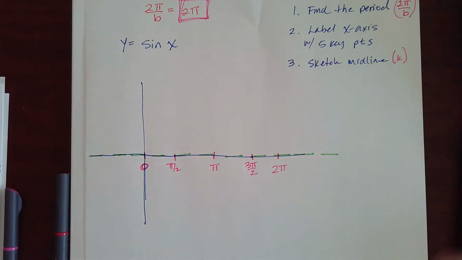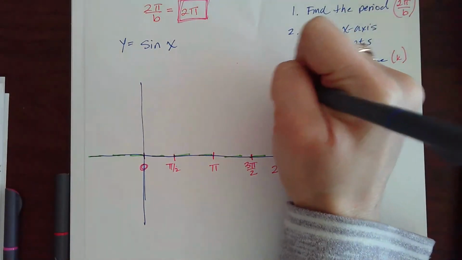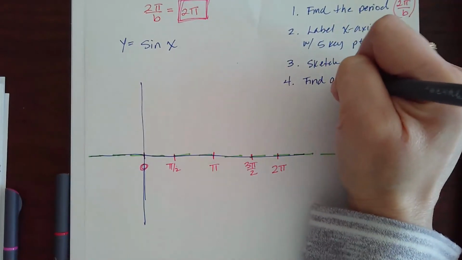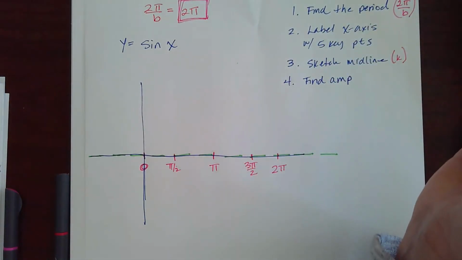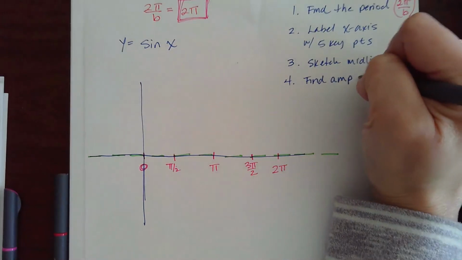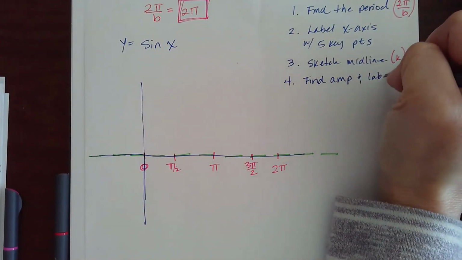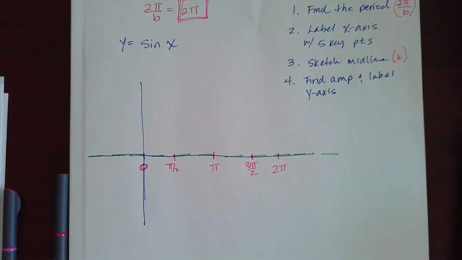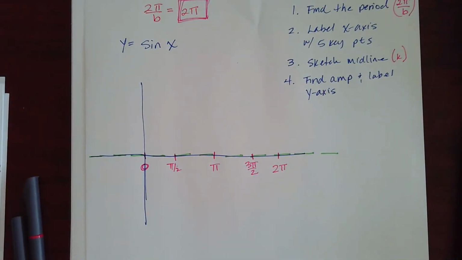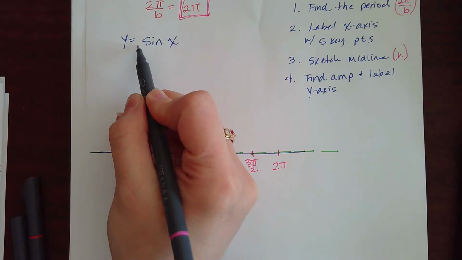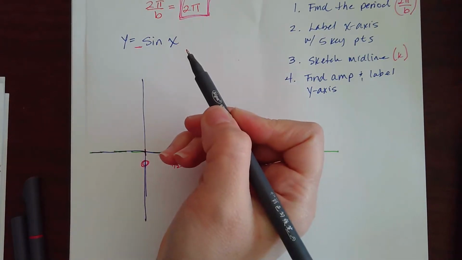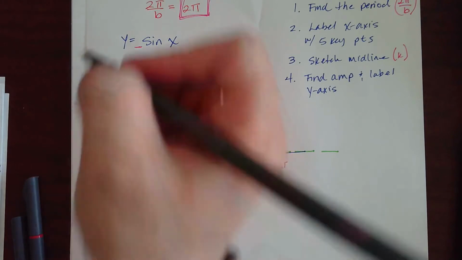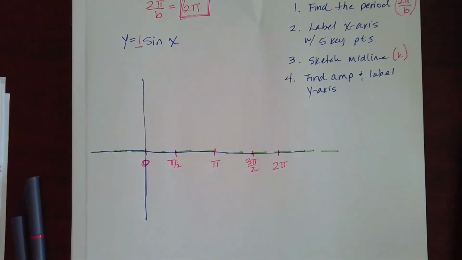All right, if you do the midline, step number 4 is you're going to find the amplitude. I'm just going to abbreviate it as amplitude and label the y-axis. So we're going to use the amplitude to help us figure out the scale on the y-axis. All right, so remember, your amplitude is your A value. That's out in front here. So there is no number out in front, which in other words means it's 1. So my amplitude is 1.